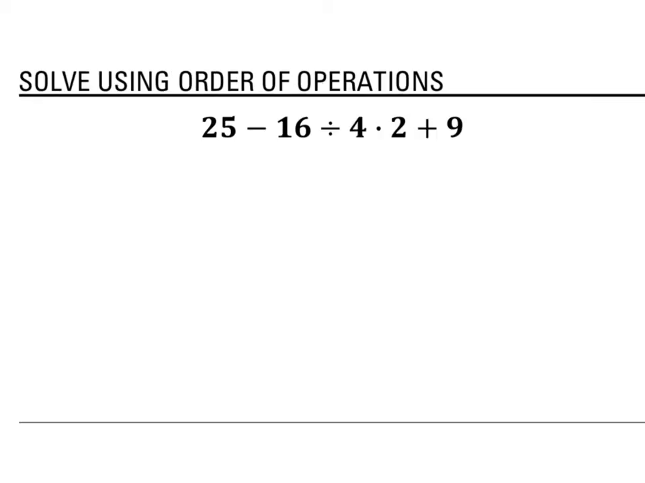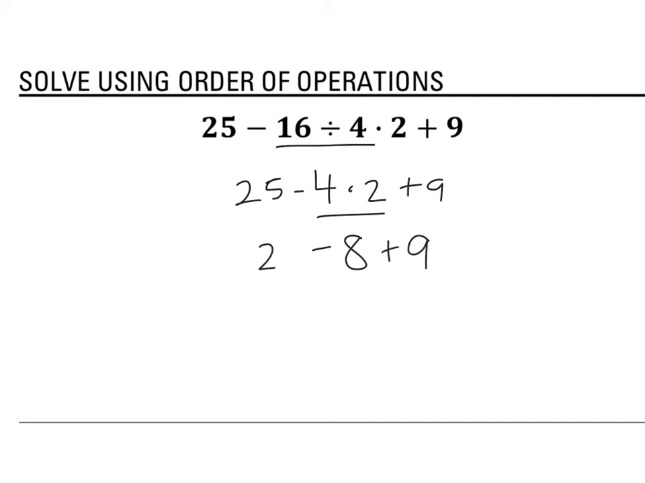All right, for this one, we are going to follow order of operations again. So the first thing we're going to do is divide, because remember, if you've got multiplication and division, you will go from left to right. So 16 divided by 4 is 4. I'll bring down everything else. My next step would be to multiply 4 times 2, which is 8. Bring down what we didn't use.